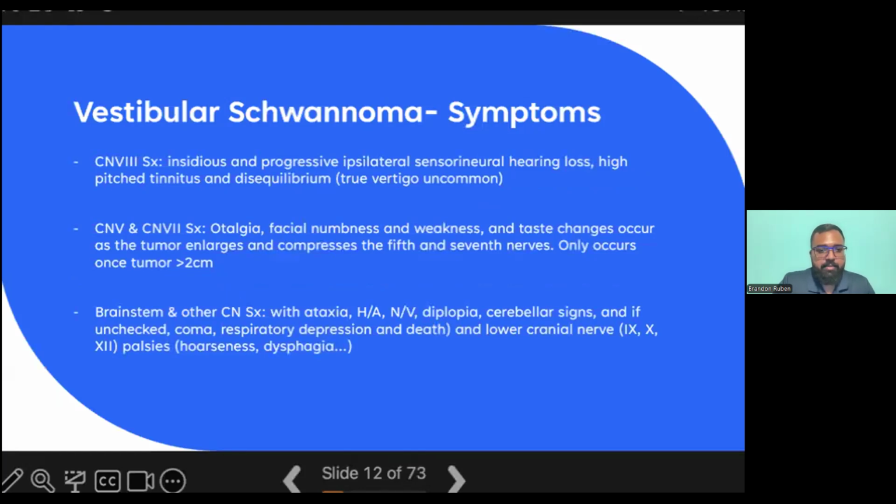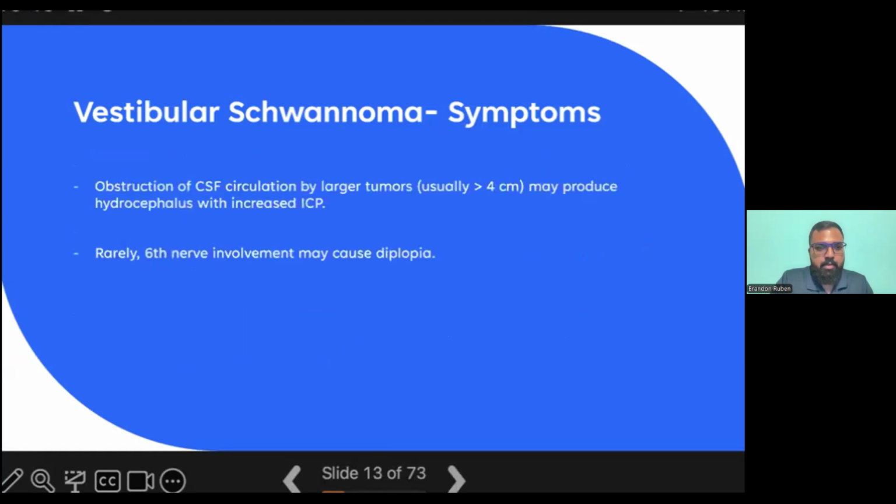Brainstem and other cranial nerve symptoms can include ataxia, headaches, nausea, vomiting, diplopia, cerebellar signs, and if unchecked, coma, respiratory depression, and death. Other lower cranial nerve palsies can be present. Obstruction of CSF can be caused by larger tumors, usually greater than 4 centimeters, and may produce hydrocephalus with increased ICP. Rarely, sixth cranial nerve involvement may cause diplopia.